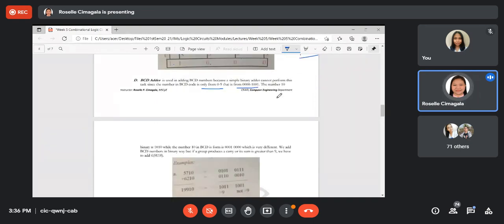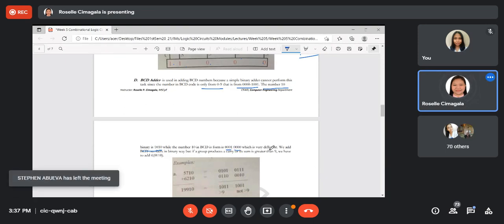The number 10 here, its binary number is 1010. While its BCD, the BCD of 10 is in the form of the 1 having its own BCD representation, and the 0 another BCD representation, which is very, very different. The 10 in binary is different from 10 in BCD. Got it?